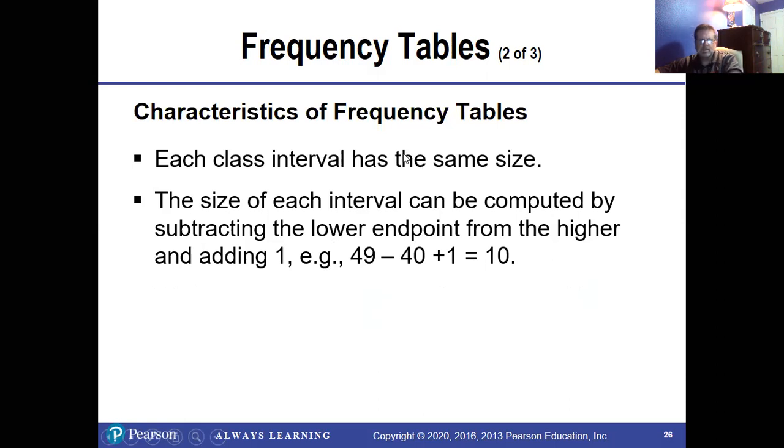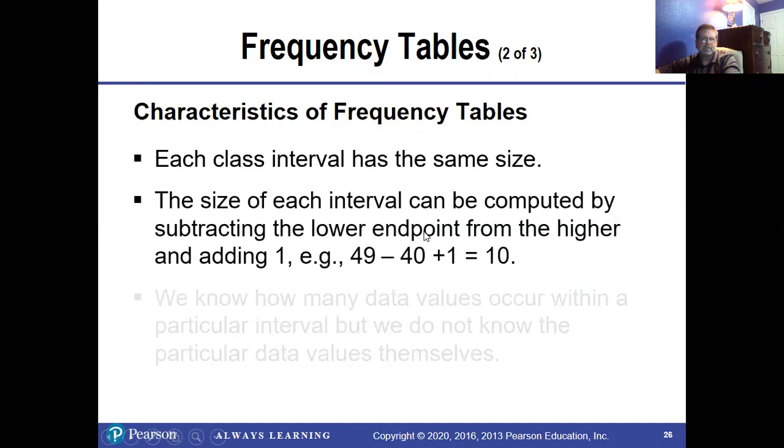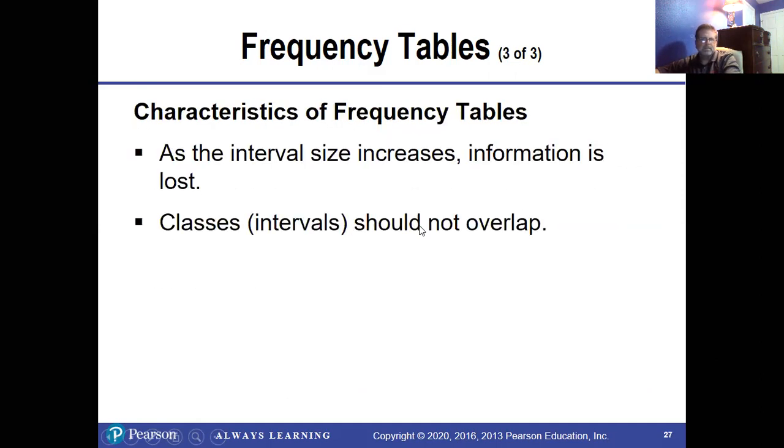Okay, now what that means is the following. In this kind of category, there's 5 that died in the 50s, but you don't know what their actual age is, and that's what it's trying to tell you. Okay, as the interval increases, information is lost. Okay, classes should not overlap. In other words, you can't do 40 to 55 and 50 to 60. You can't overlap them.